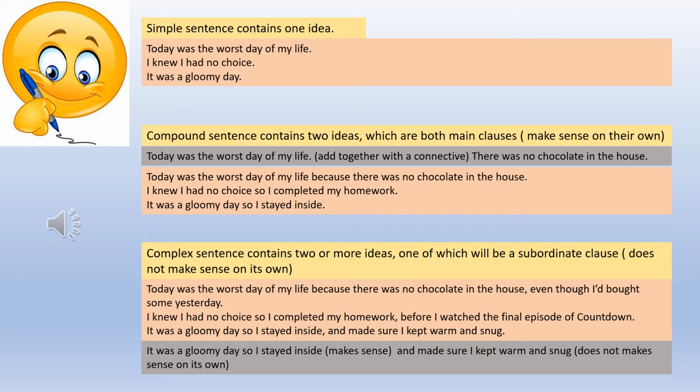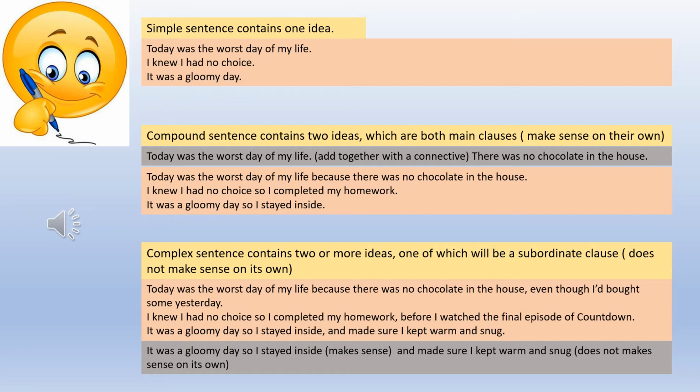Okay, I don't think I need to go through simple sentences. I've given you 3 examples there in the top pink box. They pretty much explain themselves. A single idea in a short sentence. Compound sentences are where we join 2 ideas together. And both of the ideas are written as main clauses. So each part of that sentence would make sense on its own.